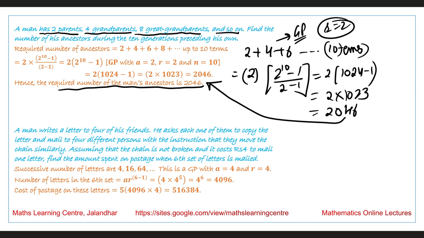Next is, a man writes a letter to 4 of his friends. He asks each of them to copy the letter and mail to 4 different persons with the instruction that they move the chain similarly. Assuming the chain is not broken and it costs rupees 4 to mail one letter, find the amount spent on postage when the 6th set of letters is made.